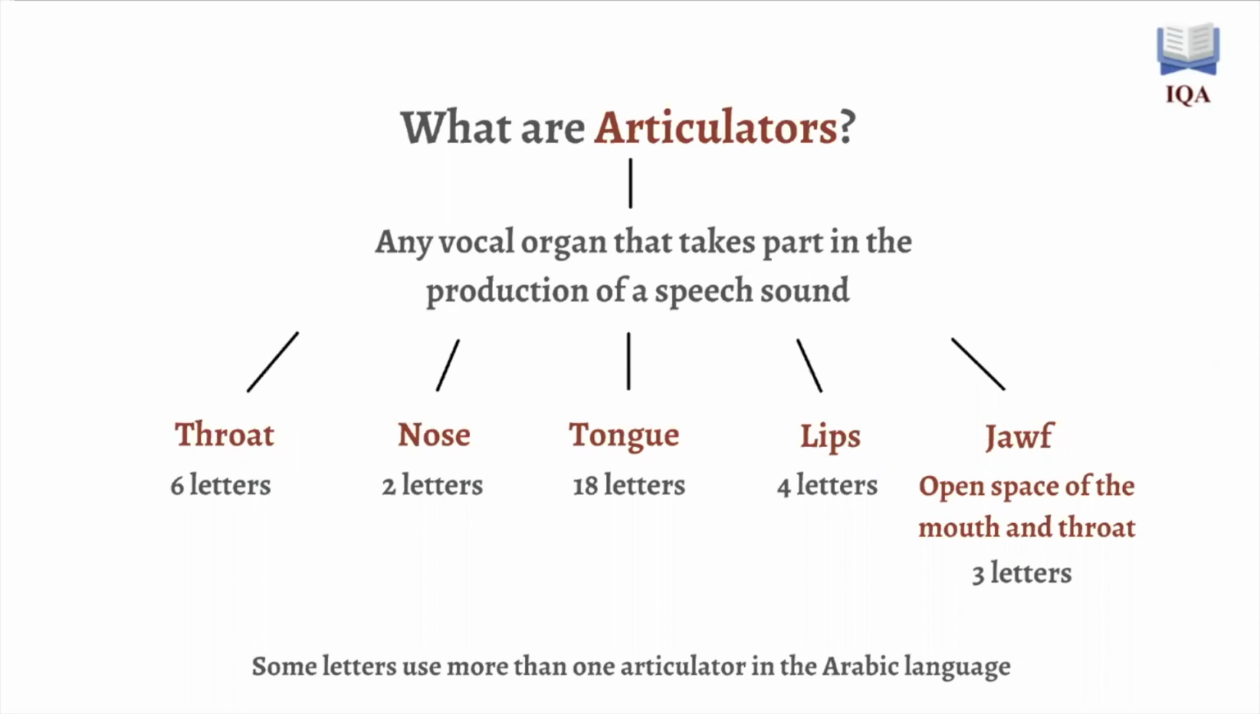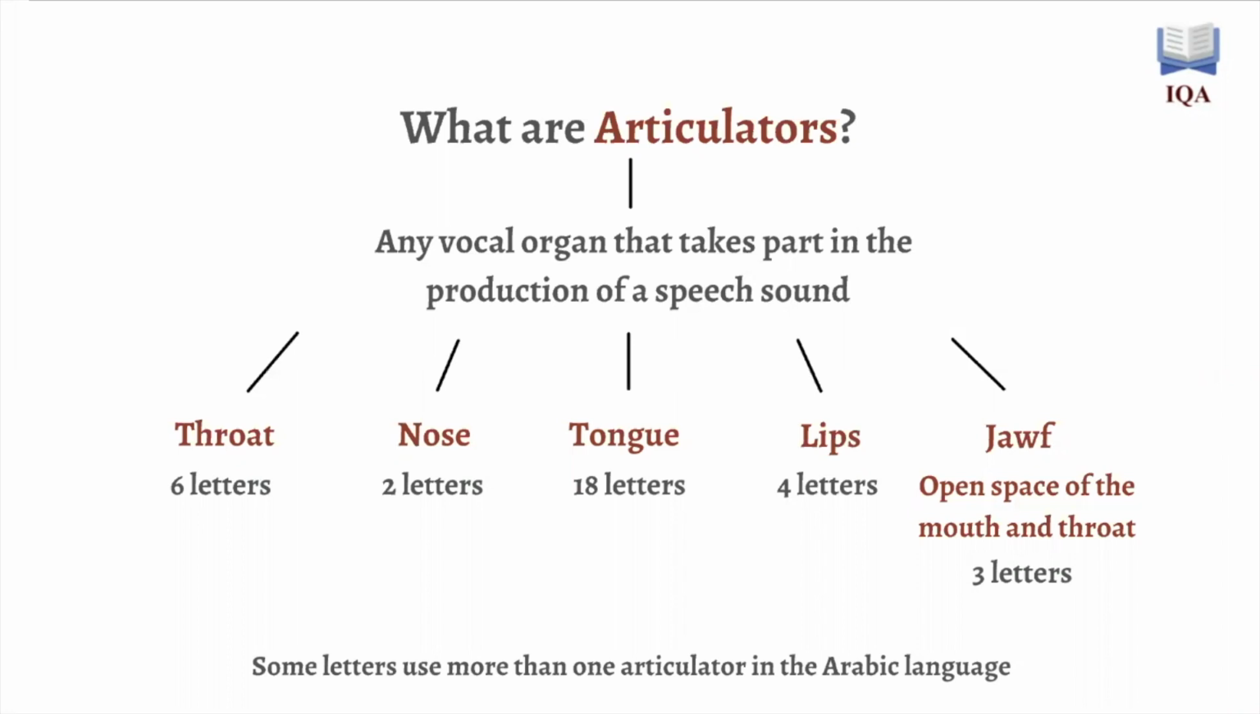Alhamdulillah, in this video, we're going to be going over the throat letters in the Arabic language. So we covered before that the major articulators in the Arabic language are five. Articulators are any vocal organs that take place in the production of a speech sound in any language. In Arabic, the five articulators used to create speech sounds are the throat, the nose, the tongue, the lips, and the jawf. And we covered this in the introduction.